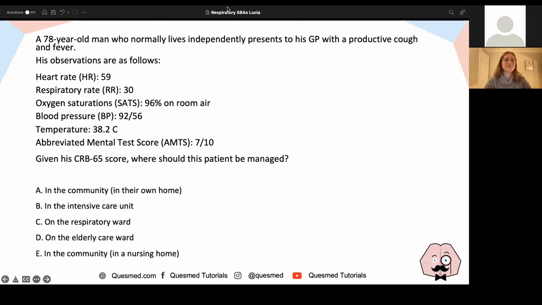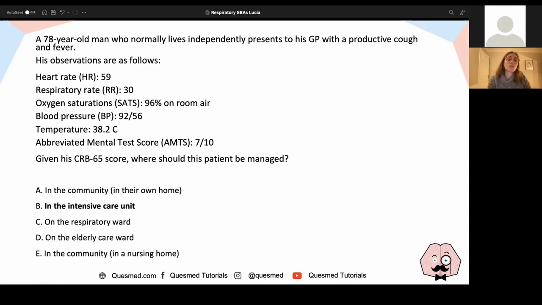Very good. A little contentious. I can see why some people thought that the respiratory ward would be enough, because in reality, that's probably where a lot of these patients will be. But if you go solely by the CURB 65 score, then this patient should be in the intensive care unit.